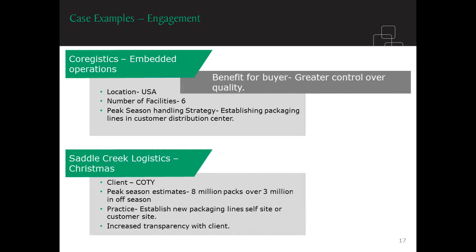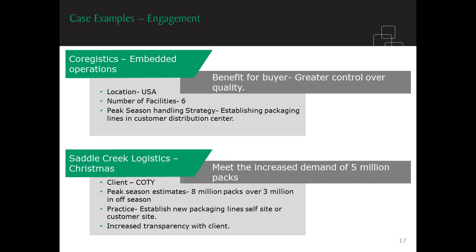Saddle Creek Logistics, from their experience, have noticed that in weak seasons or off seasons, approximately 3 million units are packaged as compared to 8 million in peak seasons such as Christmas. During this, the best practice is to increase packaging lines or embedded lines so as to meet this demand increase, which is what Saddle Creek Logistics did.